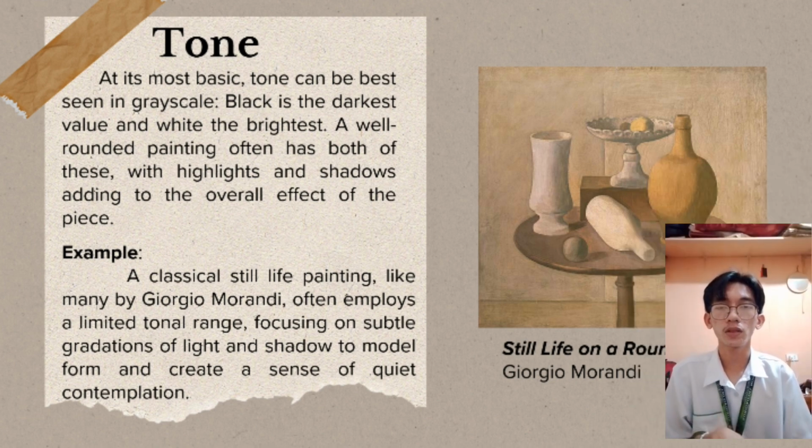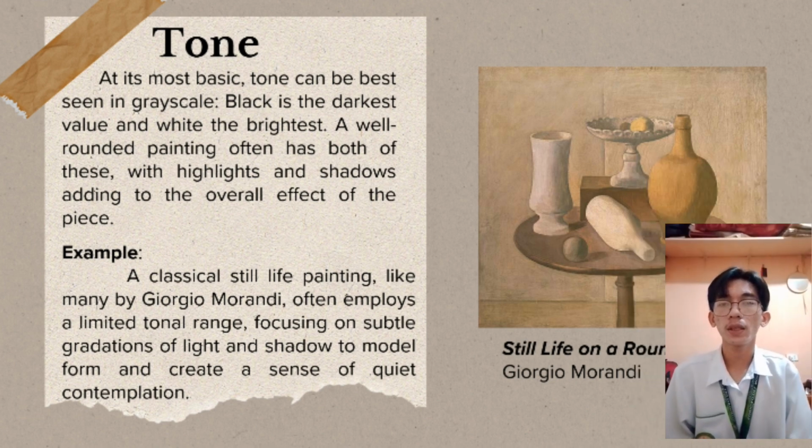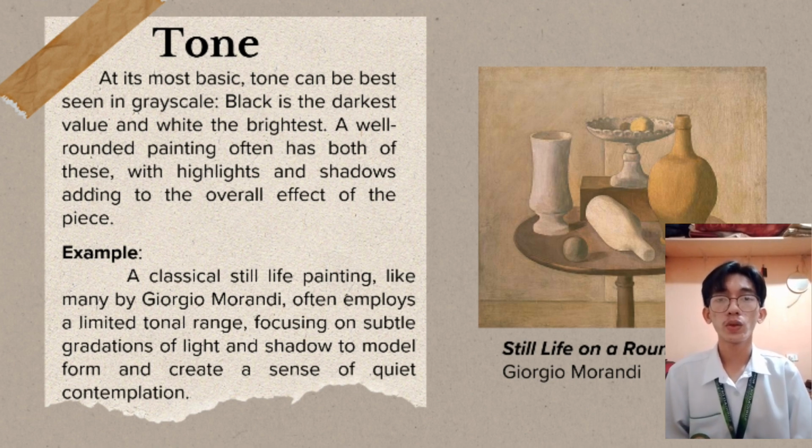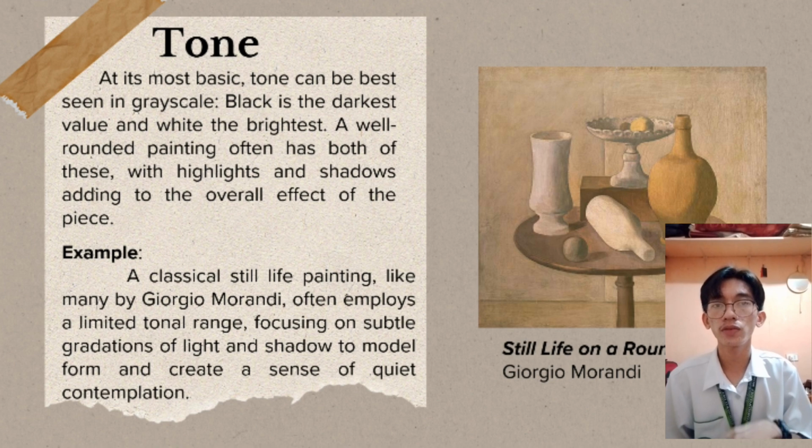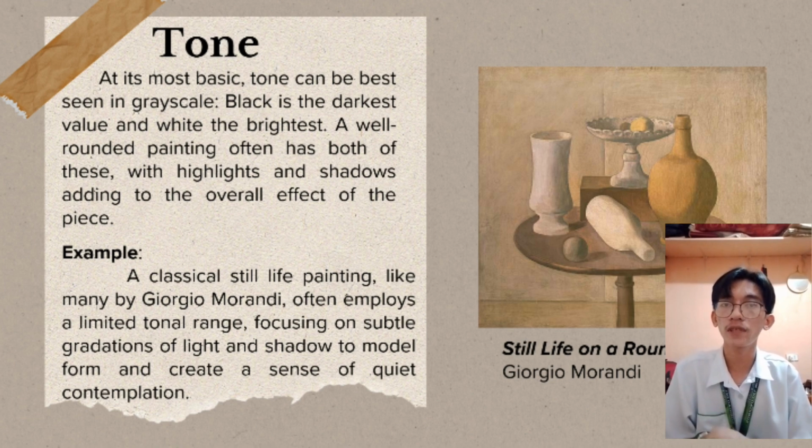Here is an example of a painting. A classical still life painting like Morandi's by Giorgio Morandi often employs a limited tonal range, focusing on subtle gradations of light and shadows to model form and create a sense of quiet contemplation.